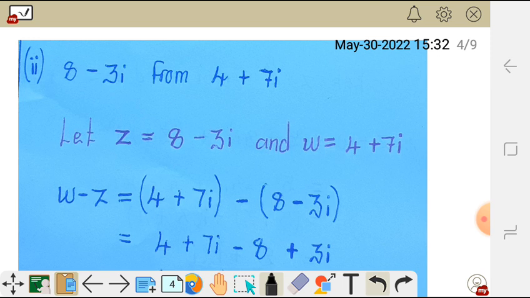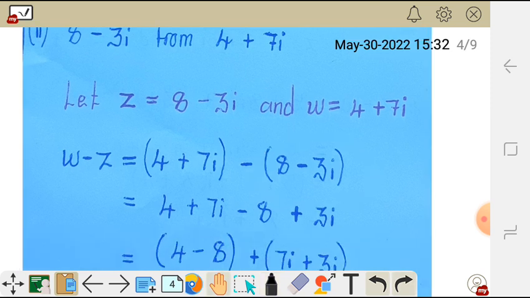Question 2, they are saying we should subtract this first complex number, which is 8 minus 3i, from 4 plus 7i. So we do the same. We say this is the same as z and this is the same as w. So our w minus our z is going to be our w, which is 4 plus 7i, minus z, which is 8 minus 3i.